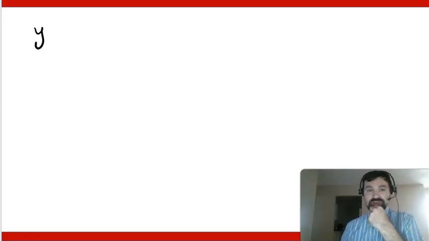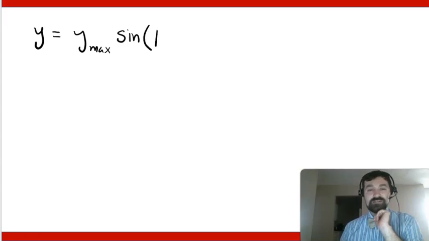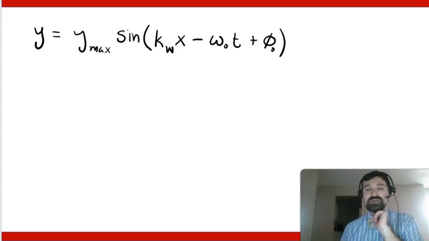And it turns out that the simplest such function that matches a typical simple traveling wave, single frequency, would be given by y is equal to some maximum value times the sine of what we call the wave number, k_W, times x minus or plus some angular frequency omega naught times time plus some offset phase parameter.